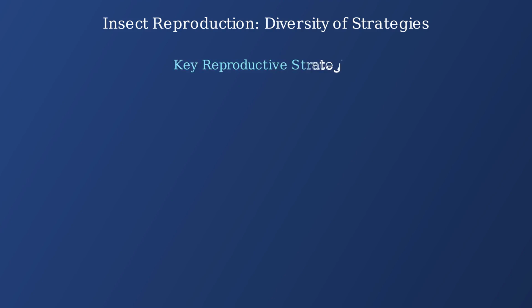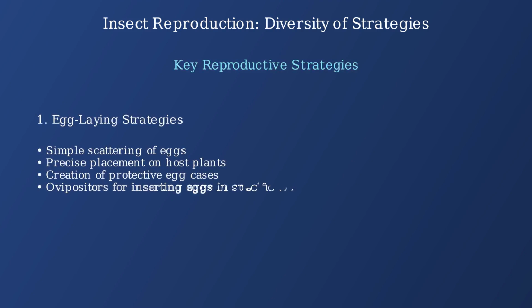Insects have evolved diverse egg-laying strategies. Some simply scatter eggs, while others carefully place them on specific host plants. Many species create protective egg cases, and some have specialized ovipositors for precise egg placement.